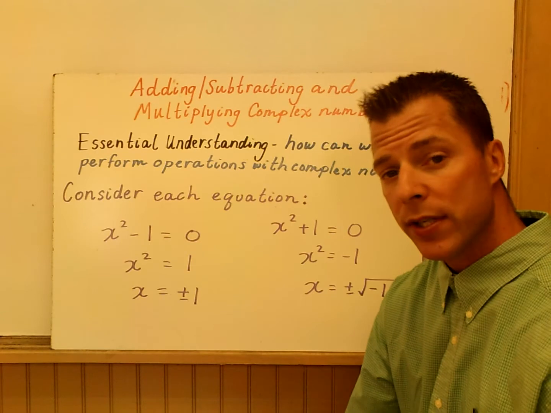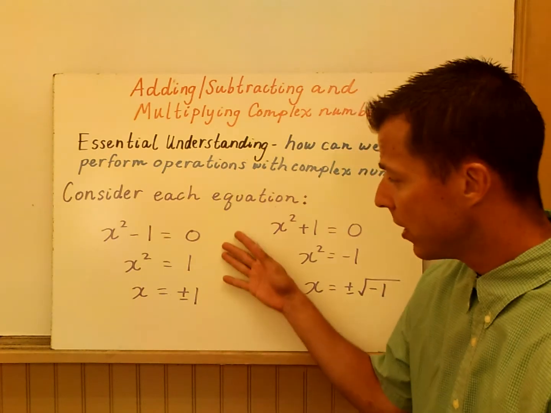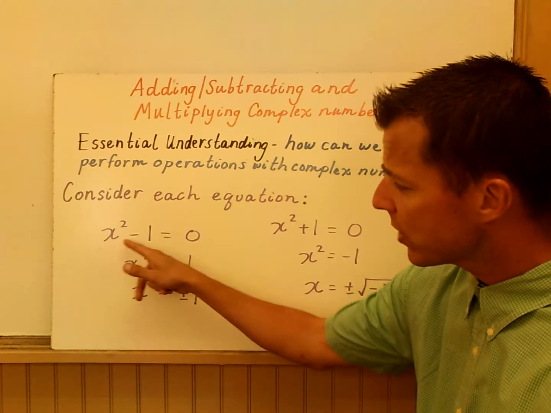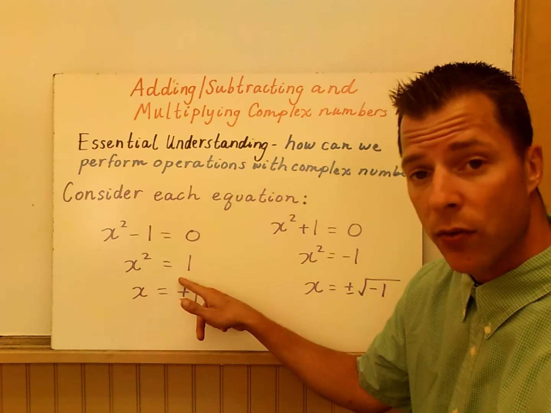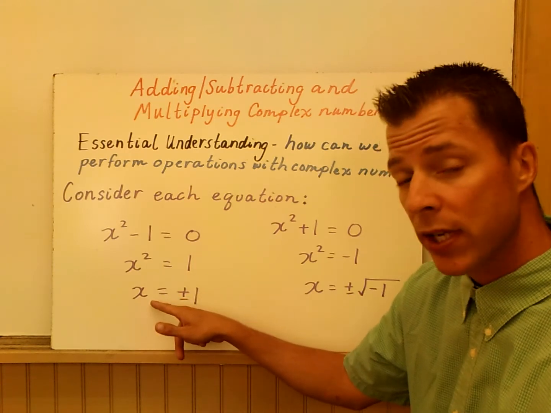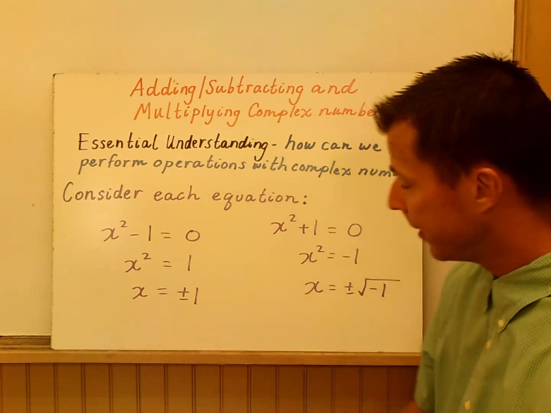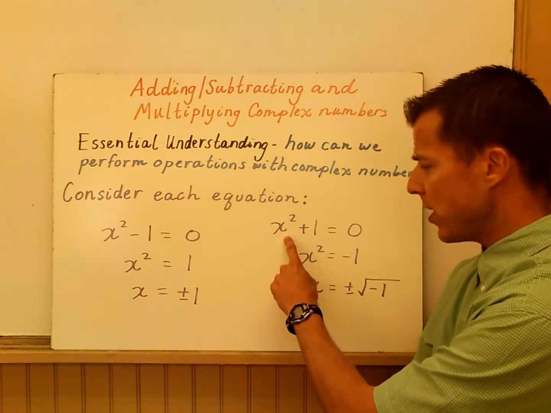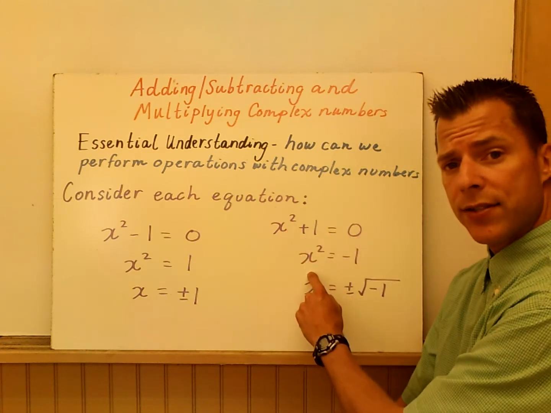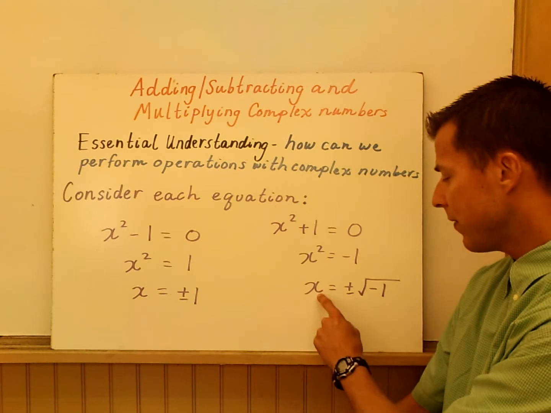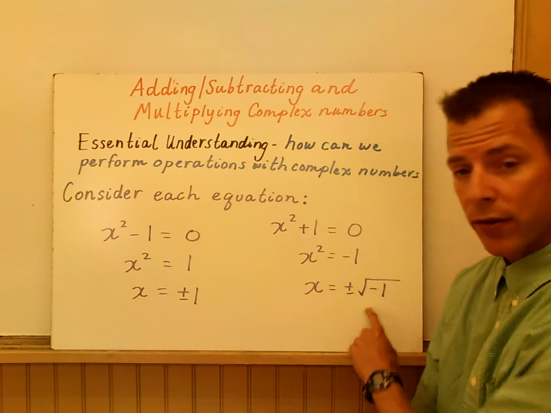So what is a complex number and when does it arise? I want you to consider these two equations, both simple. We have x squared minus 1 equals 0. Let's go ahead and solve for x, and I do that here by bringing the 1 over and then square rooting each side. So we get x equals plus or minus 1, real number solutions. However, if I look at my second equation, I have x squared plus 1 equals 0. Subtract 1 and take the square root of both sides. Now I'm left with x equals plus or minus the square root of negative 1.